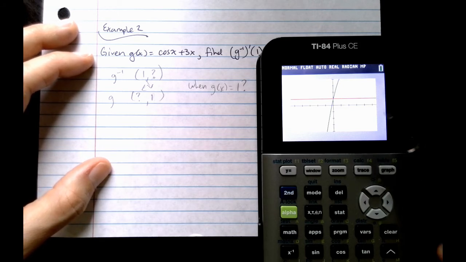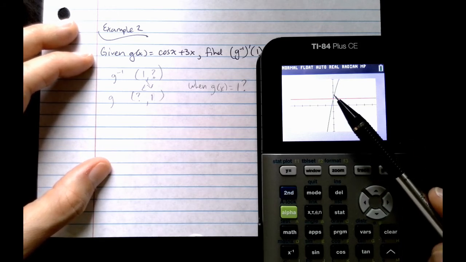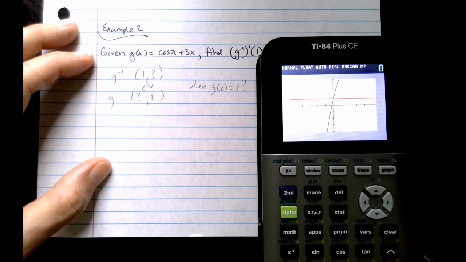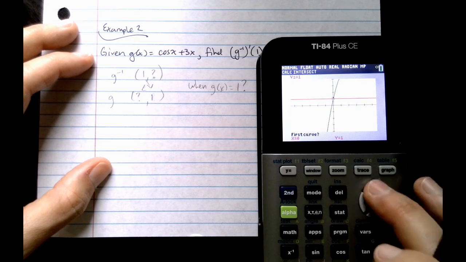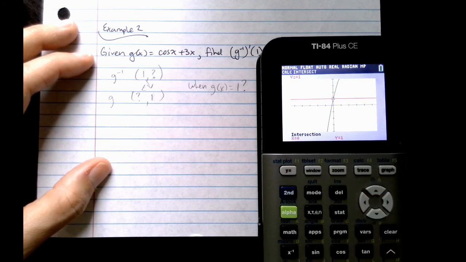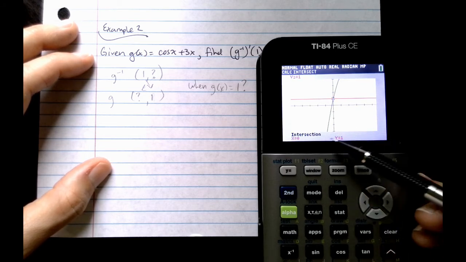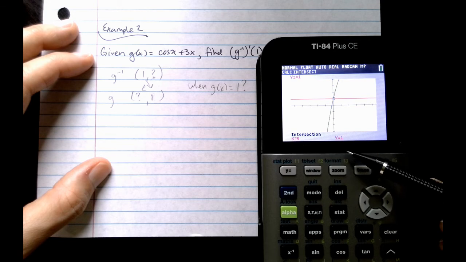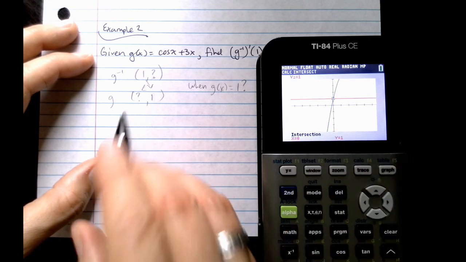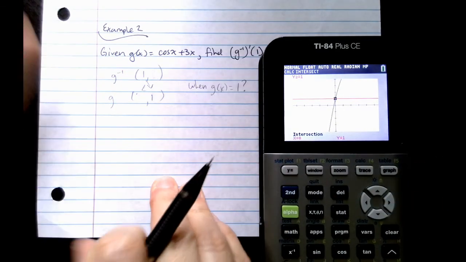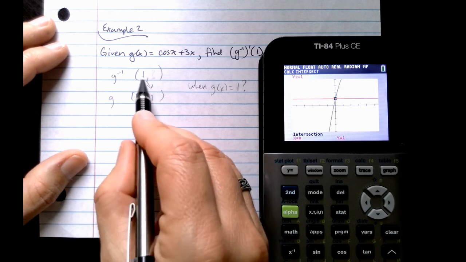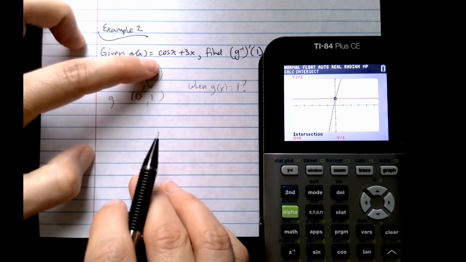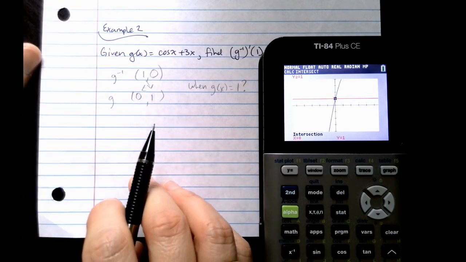Now I have my graph, so I'm going to try to figure out where it intersects. It looks like it could be that y-intercept of 1, but I'm going to do second calc just to make sure. I can see the intersection is telling me it's 0, 1. This means when 0 goes into g, out comes 1, which means on my inverse, when 1 goes into the inverse, out comes 0. I now know the relationship between the 2 points.